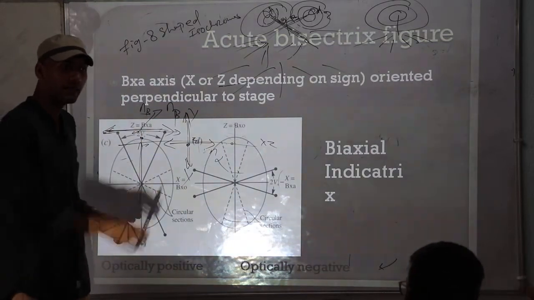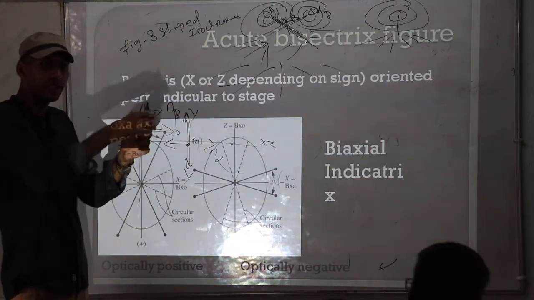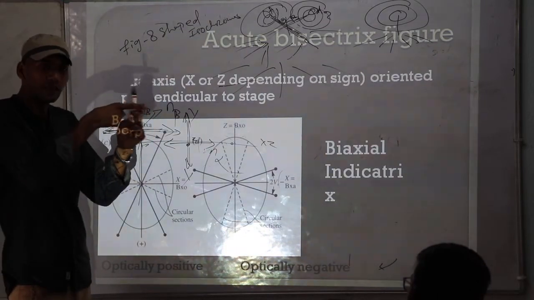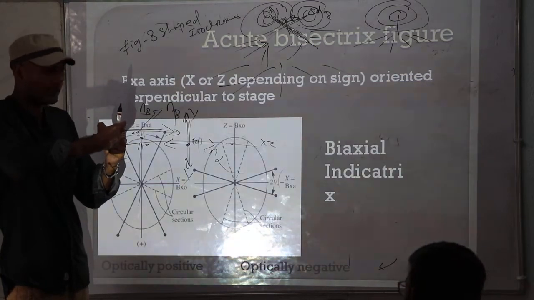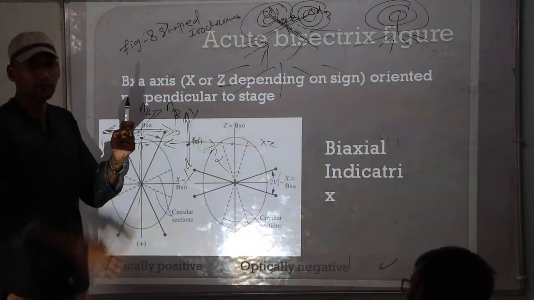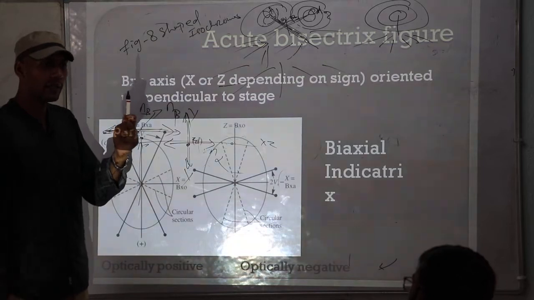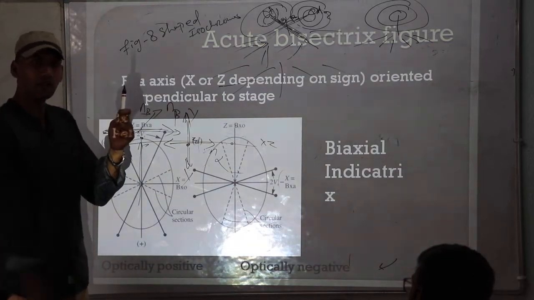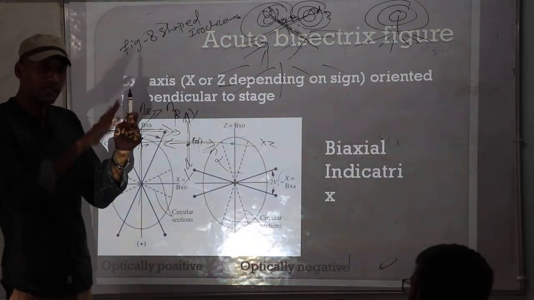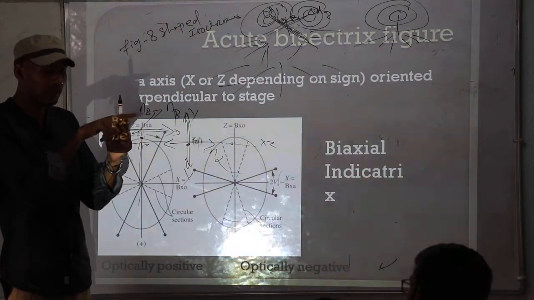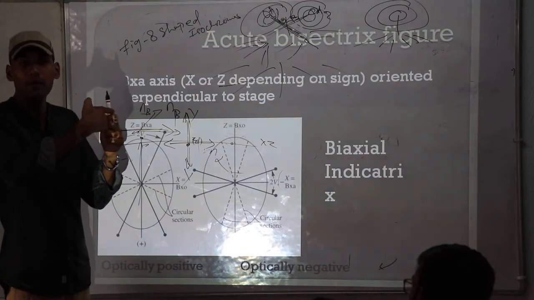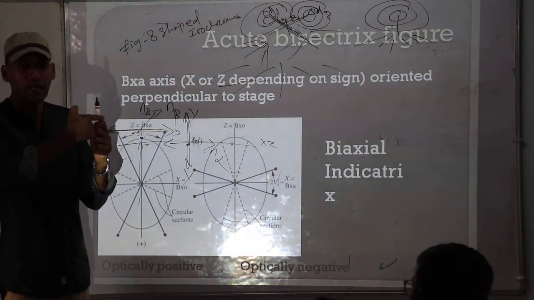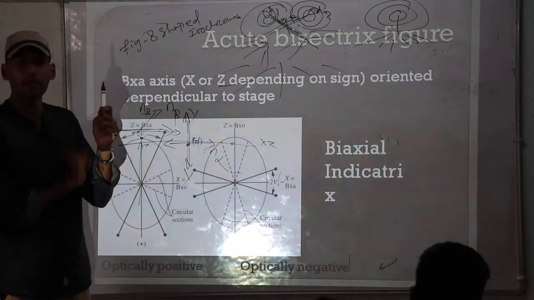Got that? If light is vibrating in the direction of Z, we are getting one is Y, another one will be X. So that will be N alpha. If X is the acute angle bisector, light is migrating parallel to X. So one will be N beta, that is fixed, perpendicular to the optic plane, and this one will be N gamma, that is Z, parallel to Z, because light is moving parallel to X.